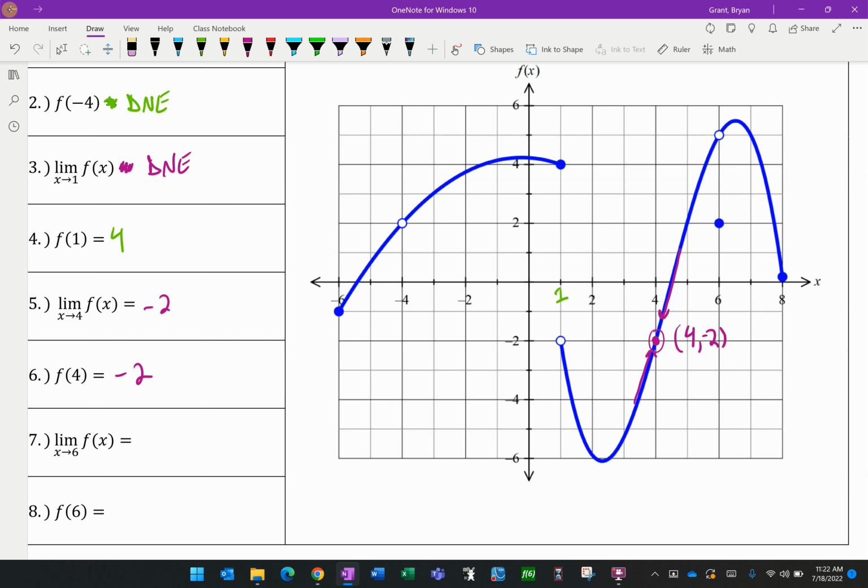Let's do one more as we approach 6 this time. So as we approach 6 from the left and from the right, not at the point, but as we get very, very close to the point, it looks like we're sitting at a y value of 5. However, directly at 6, where is the point located? The point is at 2.